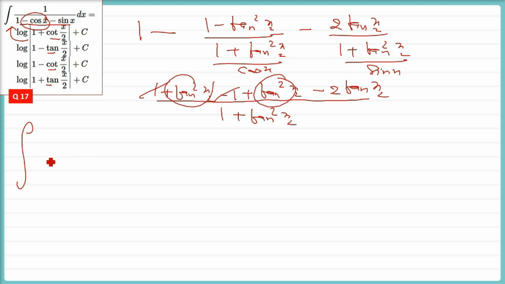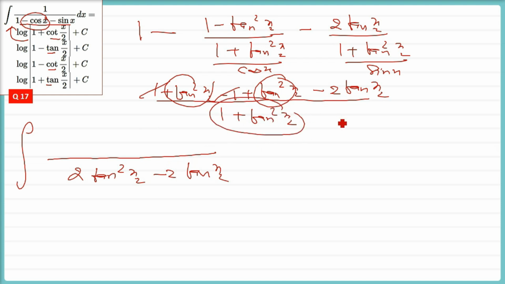So let me write formally the integration. So this is 2 tan square x by 2. This is minus 2 tan x by 2. Now this 1 plus tan square x by 2 will be the denominator of the denominator. So the denominator of the denominator is the numerator. So this 1 plus tan square x by 2, I am writing it as sec square x by 2, because it is sec square x by 2.